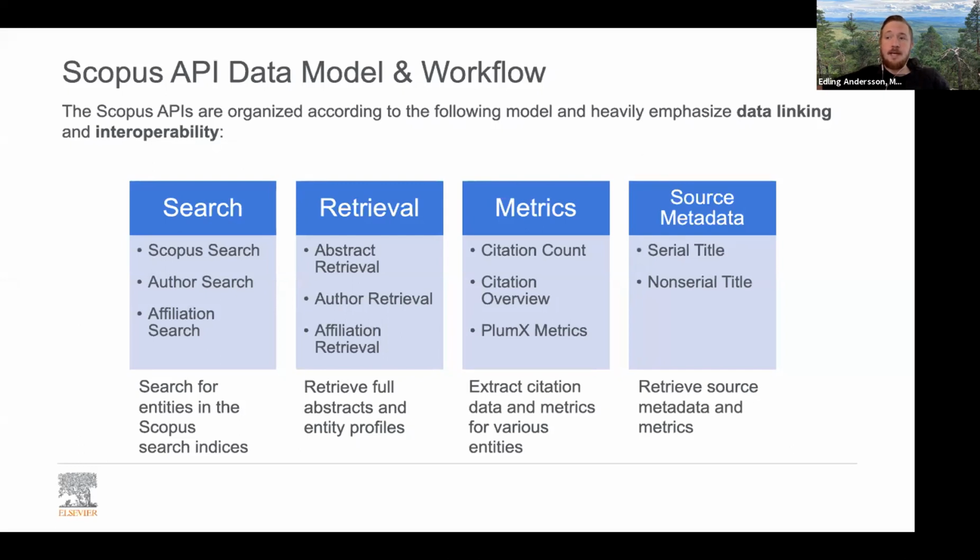There are metric APIs, such as the PlumX API and the citation count API, that provide metrics on citation data on entities. And finally, there are source metadata APIs that give you metadata about sources, such as journals.